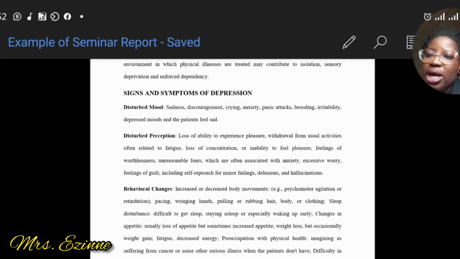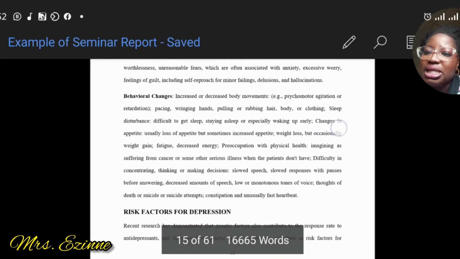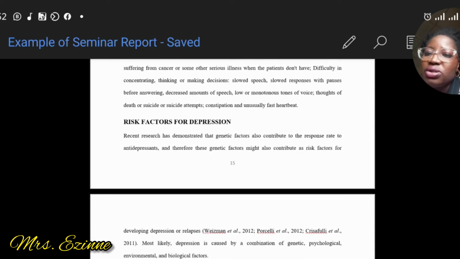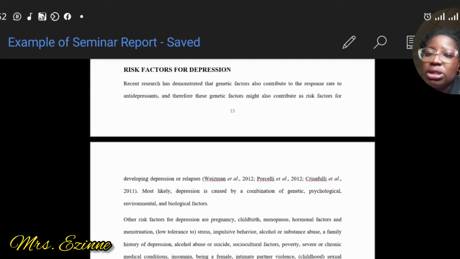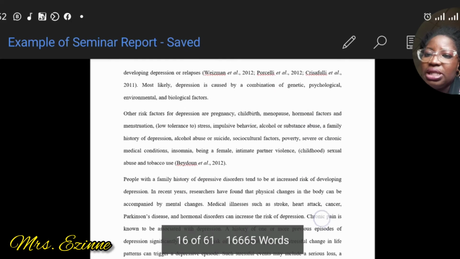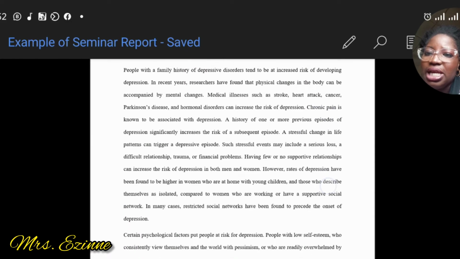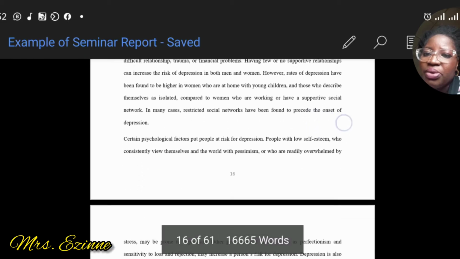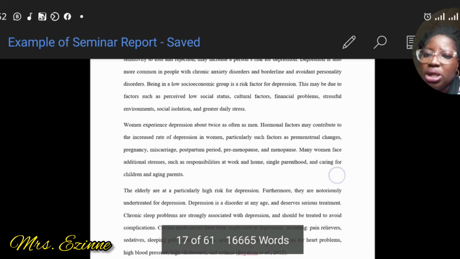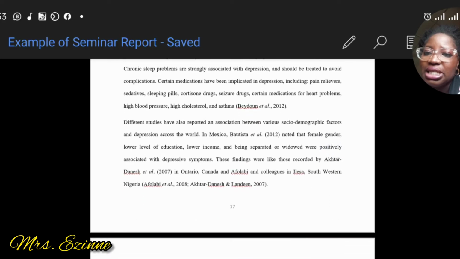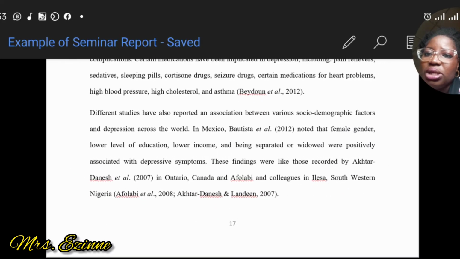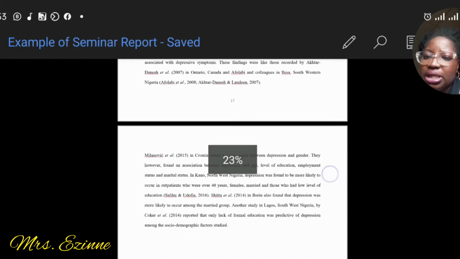So you go ahead and describe the signs and symptoms, risk factors. You can use this outline if you're talking about a disease condition, any type of disease. So I go ahead and explain, and as you can see, as I'm writing, I'm backing up with my study findings, referencing, in-text citation. Please don't write without proper referencing.